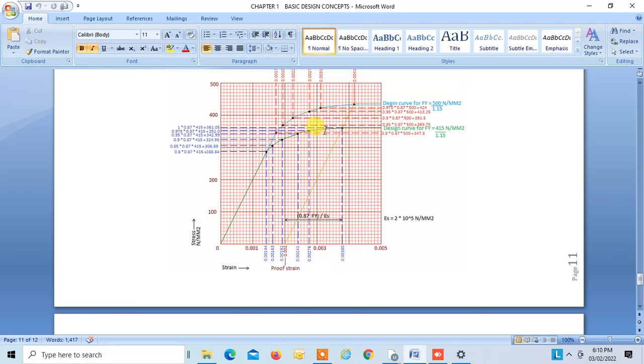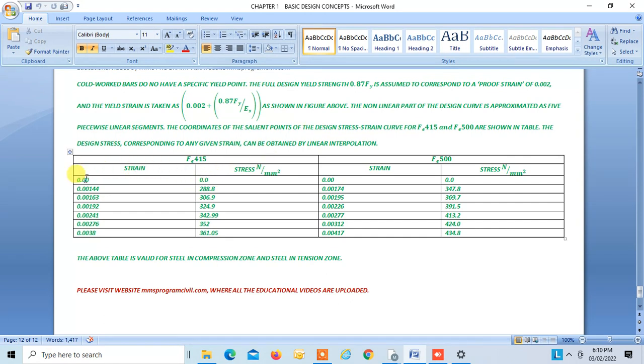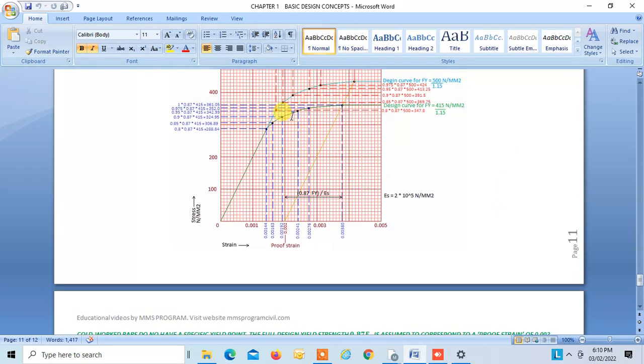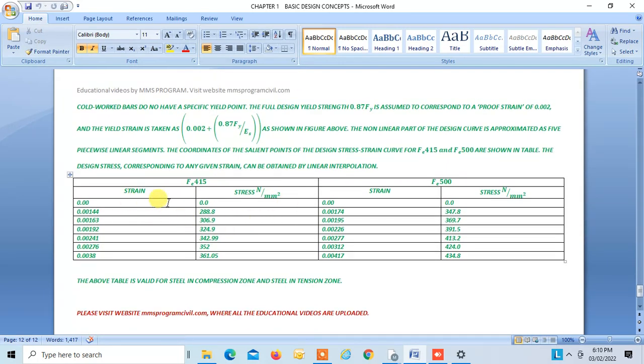If you want to find the stress in between these linear segments, then you can do linear interpolation. So that is very easy. These salient design stresses corresponding to any strain can be obtained by linear interpolation. That is what I explained. If the strain is in between the segments, then you can find it by interpolation, right? So this is the table for Fe415. This is the table for Fe500.